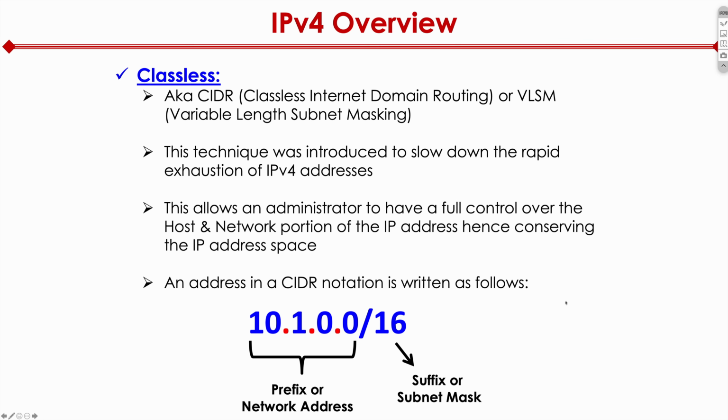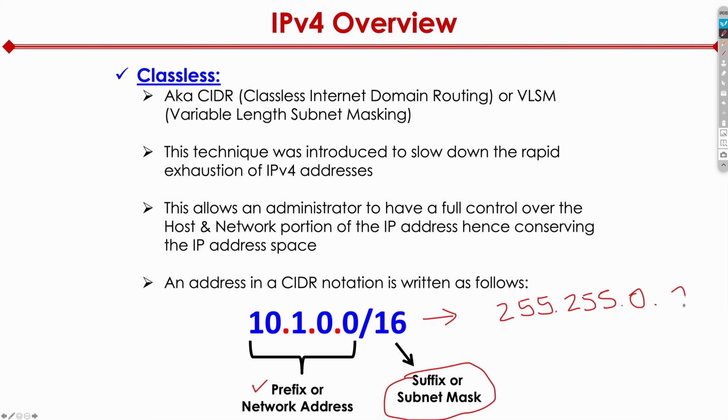Well, this is what's called classless, where we're taking an IP and carving it out however we want to program our devices in our network. And what we have here is the portion to the left, which is the IP address or the network address, 10.1.0.0. That's what's called the prefix or the network address, and the /16 represents the suffix or the subnet mask. And this subnet mask in decimal would be written as 255.255.0.0. That's how /16 is represented.